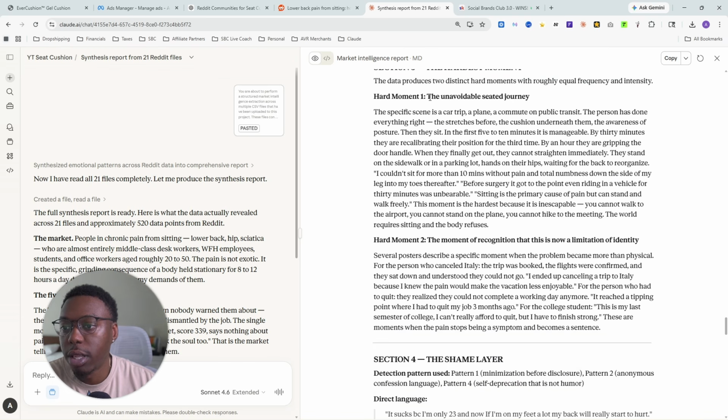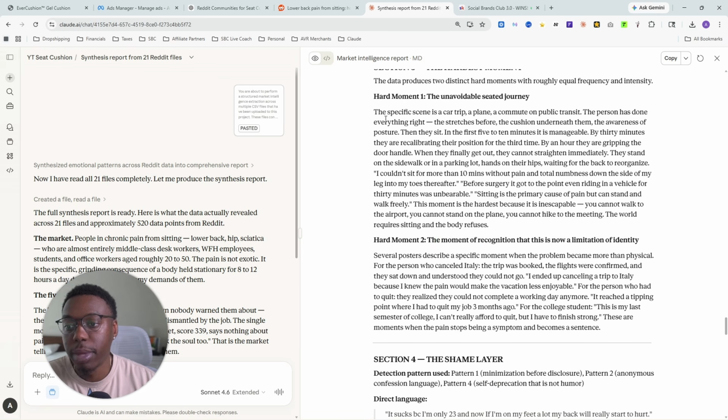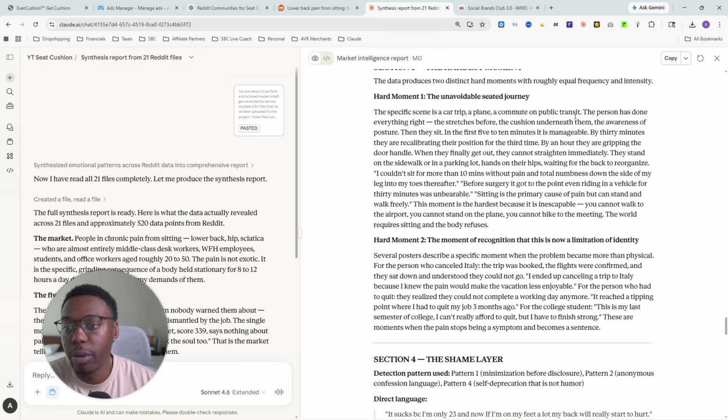Hard moment number one, the unavoidable seated journey. Hard moment number two, the moment of recognition that this is now a limitation of identity. So this is going to be stuff we really speak to, right? The specific scene in a car trip, a plane, a commute, or public transit.